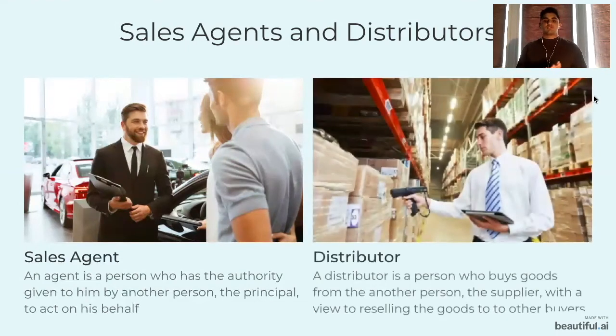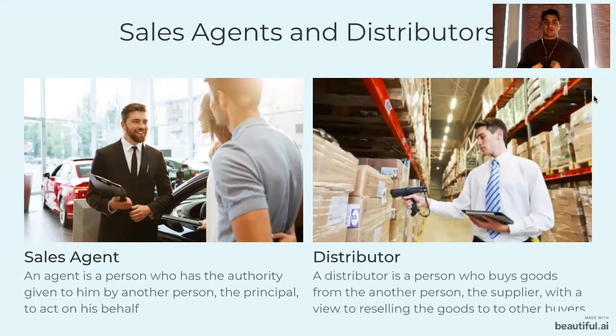And then secondly, we have distributors, right? It's a little bit different. So a distributor is the person who buys goods from another person, the supplier, and with a view to reselling the goods to other buyers. So instead of me being a direct employee of my boss in this case, if someone wanted me to sell goods, I would just buy it from him at a discounted rate probably, and then go and sell them to other people.